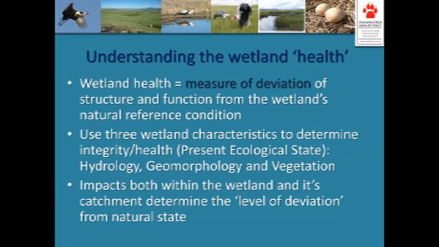And we use three wetland characteristics to determine a wetland's health, or level of integrity, or present ecological state. And it's the wetland's hydrology characteristics, its geomorphology characteristics, and the vegetation structure of that wetland. And we look at both the impacts within the wetland and its catchment as a whole to determine that level of deviation from the natural state.